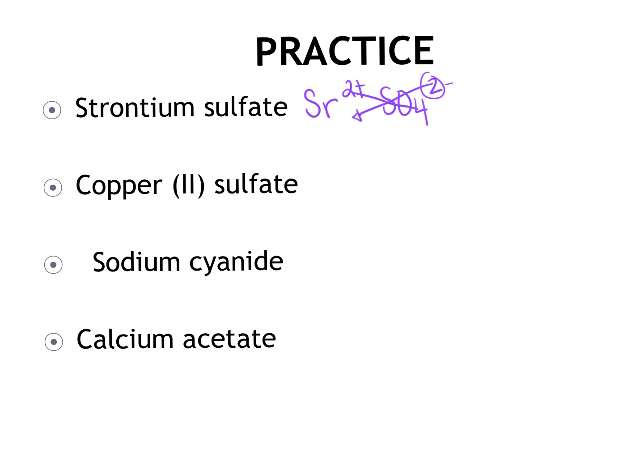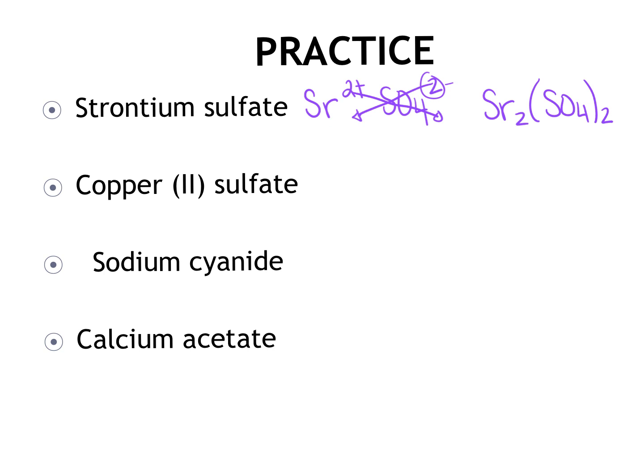So we end up with Sr2 SO4 2. What needs to go around the SO4? Okay, so anytime you add a subscript other than 1, you have to put parentheses around your polyatomic ion. Okay, and then everyone pay attention to this next step.